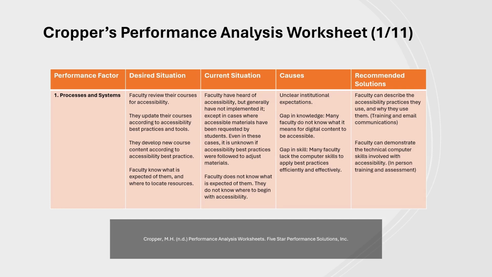So Cropper identifies 11 performance factors that influence performance. They are in the left-hand column here, and we'll see each one appear on each slide. Each slide will have a different performance factor. And then the criteria on top are the desired situation, the current situation, the causes of the current situation, and recommended solutions.